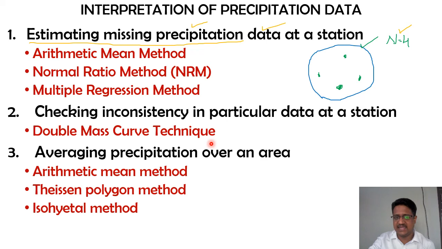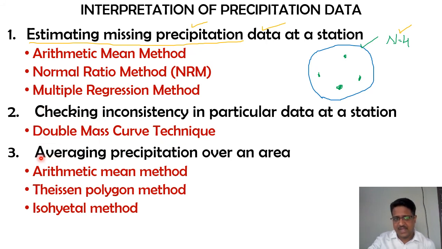In this double mass curve technique, we specifically select a particular rain gauge station, and we study its recording of rainfall with respect to the remaining stations, and then we put it in a backdated method where we draw a graph, and that graph itself is called the double mass curve. Based on that graph we can check whether this rain gauge station has given us accurate results over the years or not. So that thing we are going to study in the double mass curve technique.